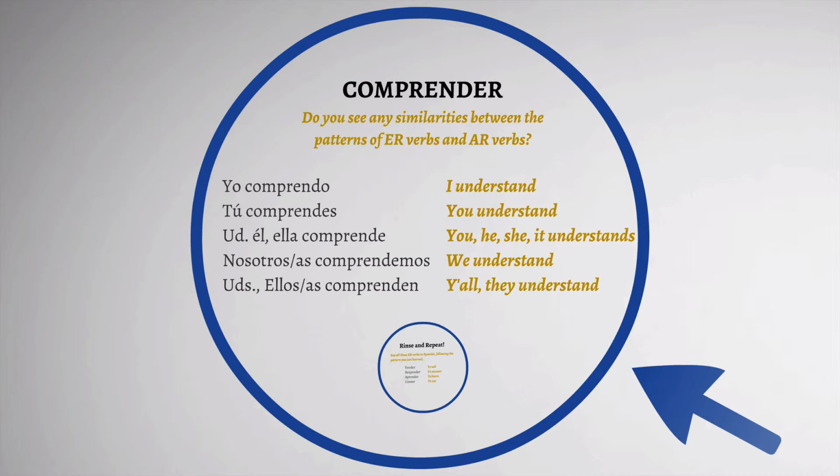Let's look at an ER verb, where you're going to notice that there are similar patterns here. It's really exactly like an AR verb, except the vowel is E, not A. Try to pronounce your vowels in Spanish all the time. So, comprender is the same, except of the sound of E instead of A. Repeat after me. Yo comprendo.